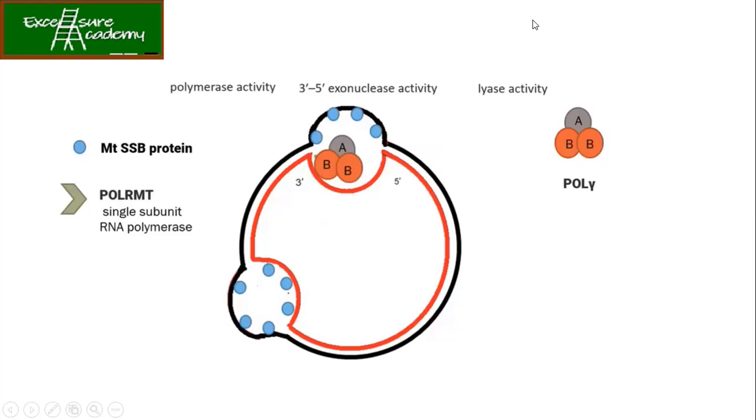Now, one more thing which you need to remember over here is that once the mitochondrial DNA replication is done, there is no going back. What does it mean? Once the DNA replication is completed, if any error had occurred, it cannot be corrected.